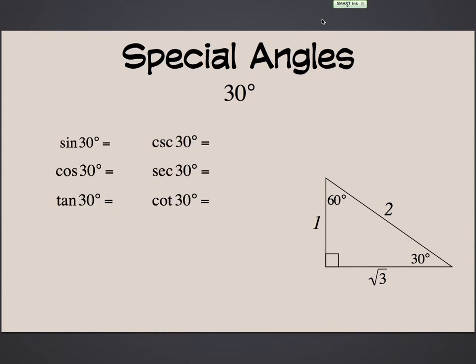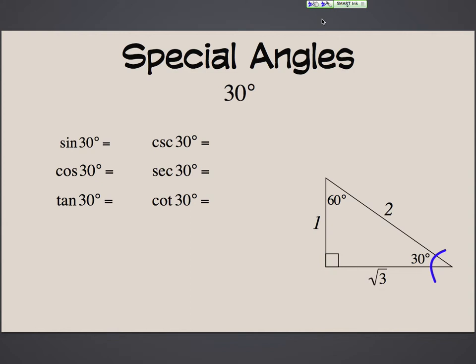Now I'm ready to find my 6 trig functions. This is what you want to write down. I'm ready to find the 6 trig functions of 30 degrees. In order to find my 6 trig functions, what do I have to identify? I need all my sides. I'm using 30 degrees, so I need to know what side is 2. Hypotenuse. What side is 1? Opposite. And what side is radical 3? Adjacent. So I need to know what those sides are to be able to find my 6 trig functions.